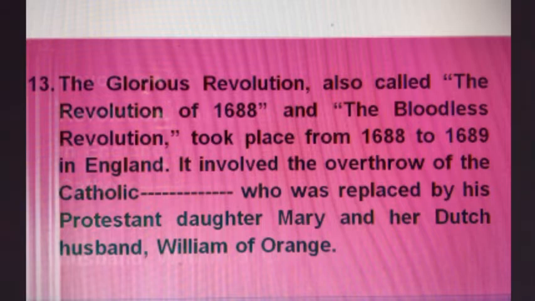Question number 13. The Glorious Revolution, also called the Revolution of 1688 or the Bloodless Revolution, took place from 1688 to 1689 in England. It involved the overthrow of the Catholic dash, who was replaced by his Protestant daughter Mary and her Dutch husband William of Orange.